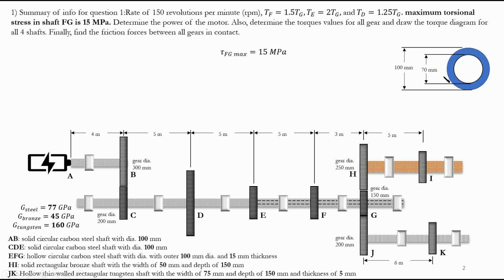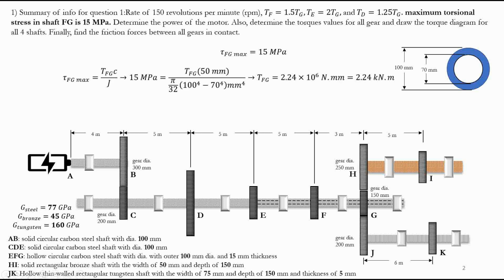So the formula is TC over J, right? So tau FG equals T FG, C over J. From the formula, we know what J is. J is pi over 32 times the outer diameter to the power of 4 minus the inner diameter to the power of 4, millimeter to the power of 4. And of course here, you see megapascal. Megapascal is Newton per millimeter squared. So to avoid any type of conversion, I decided to consider all my units to be newtons and millimeters, right?